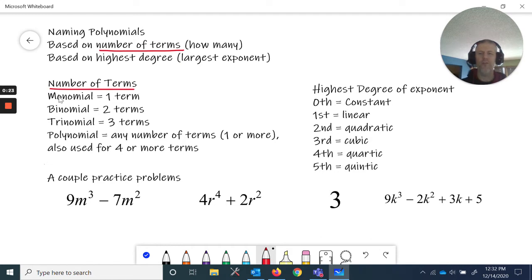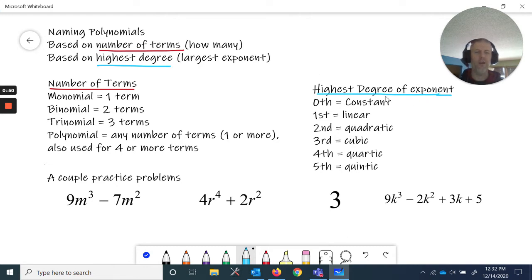And so if there's one term we call it a monomial, mono for one. If there's two terms we call it a binomial, bi for two. A trinomial is a name for a three-termed polynomial, tri for three, and polynomial means any number of terms. But in general, we use it for four or more terms because we can be more specific about monomials, binomials, and trinomials. It's also based on the highest degree of the function, which is the largest exponent.